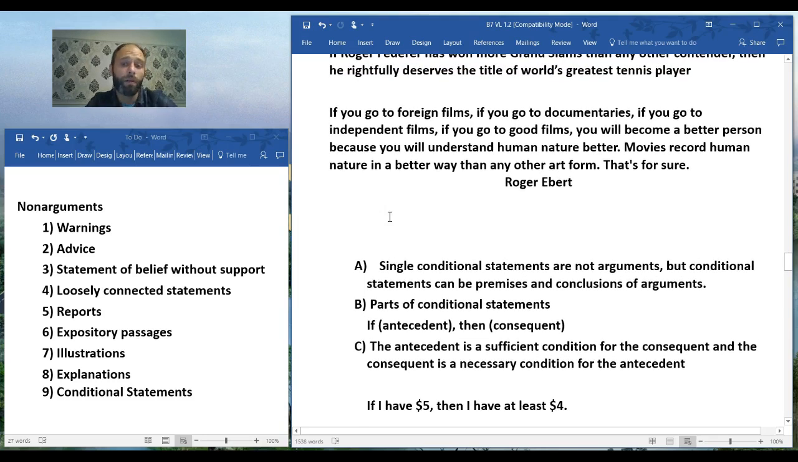All right, so now we need to talk about the parts of conditional statements. Recall the parts of arguments: premises and conclusions. And the parts of explanations: explanans and explanandum. Now the parts of conditional statements. The part that comes after the if of a conditional statement we call an antecedent. The part that comes after the then we call the consequent.